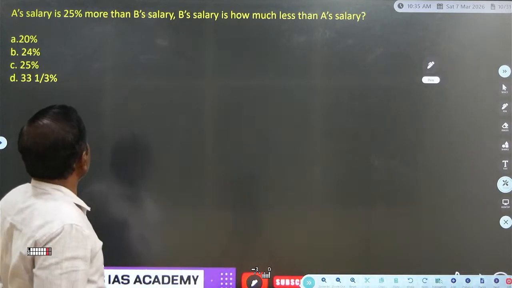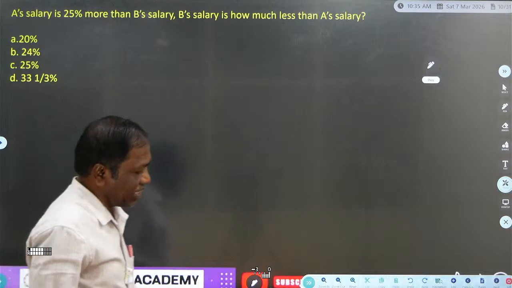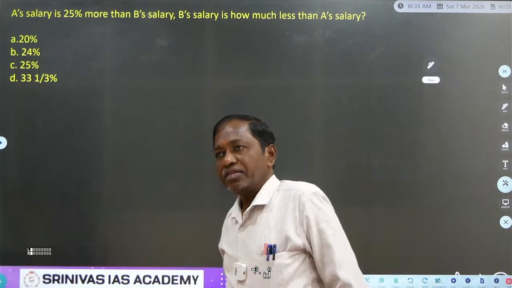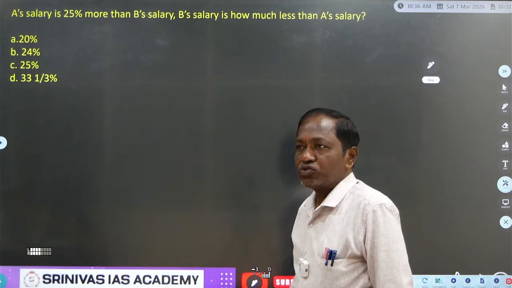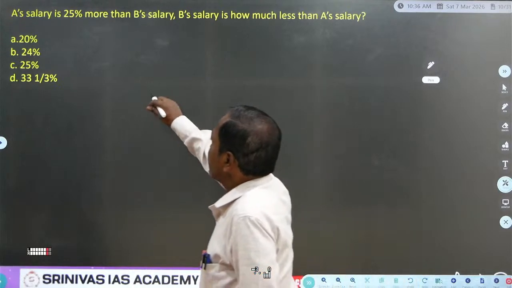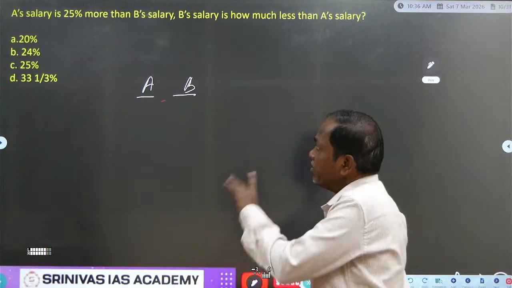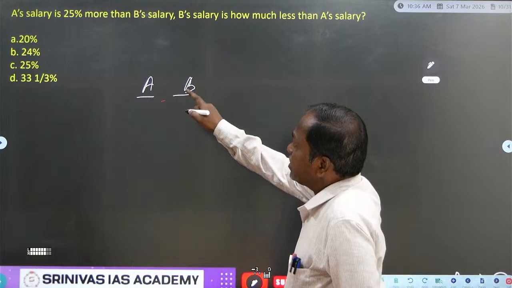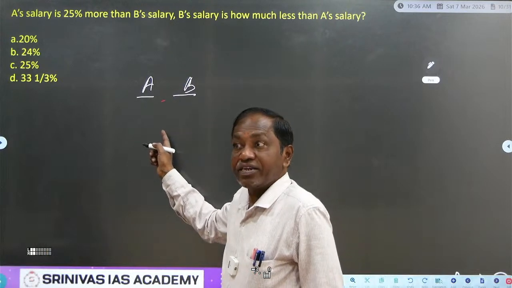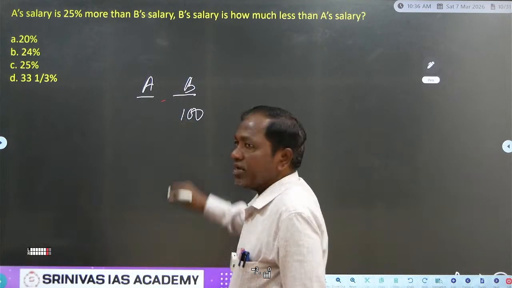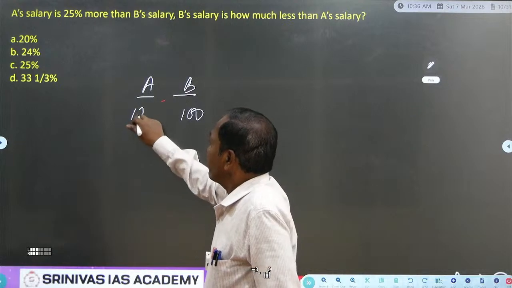Now, A's salary is 25% more than B's salary. B's salary is how much less than A's salary? These types of questions are possible in CSAT. How many people are there in the question? A and B. We need to learn how to extract the information from the given question. B's salary is not given, so you can assume B's salary is 100.